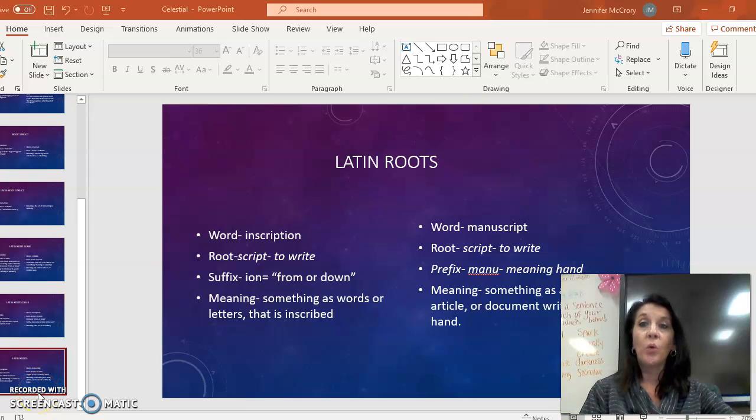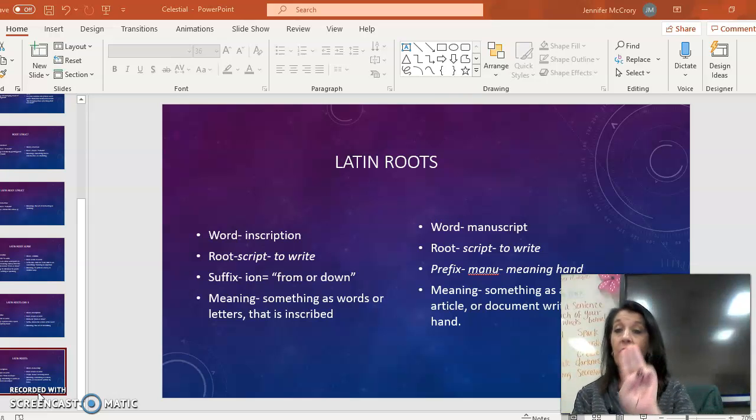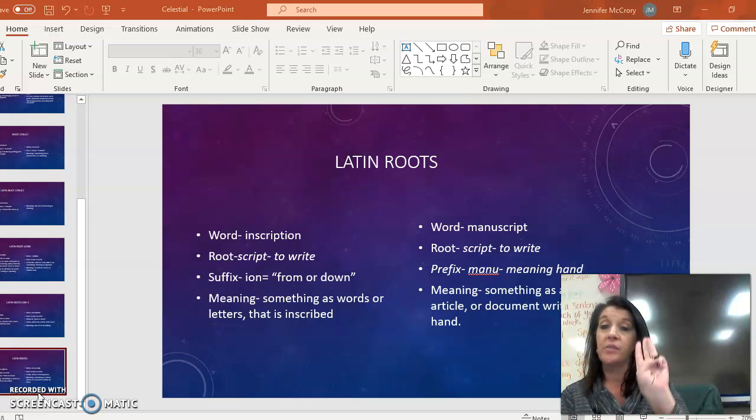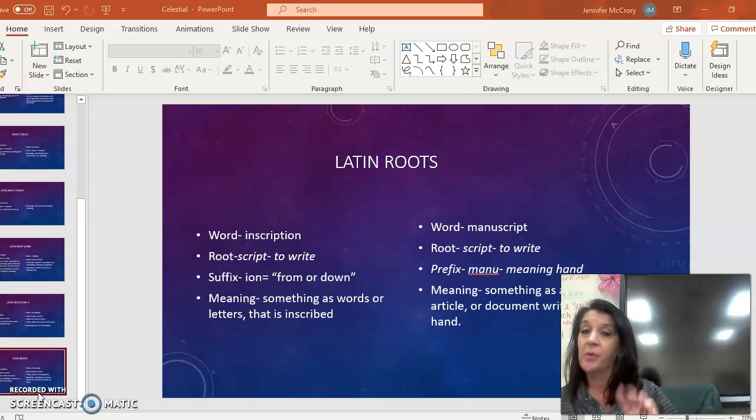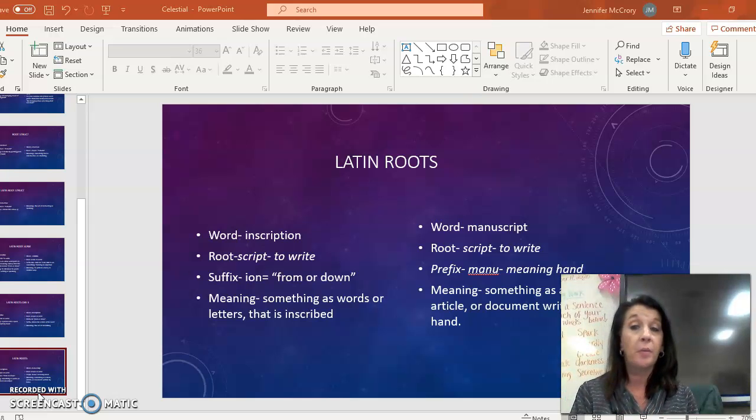This is day 4 of our spelling words for Eye of the Storm. And this week we have been talking about Latin roots. And we have been focusing on 3 fabulous, wonderful new Latin roots. Can you tell me what they are? Let's see what you remember.